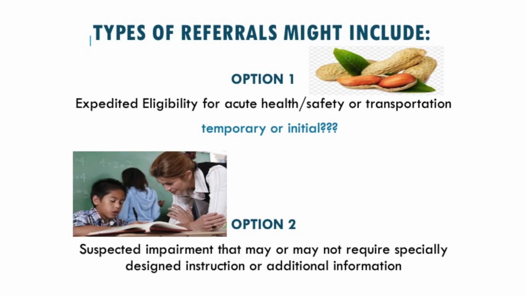Staff or parents may request consideration of Section 504 if a student has an acute health, safety, or transportation need that requires immediate attention. This can be addressed through initial eligibility or temporary eligibility if the team lacks sufficient information to rule out IDEA. Staff or parents may also request consideration of Section 504 for less acute impairments that may or may not require specially designed instruction or additional information.